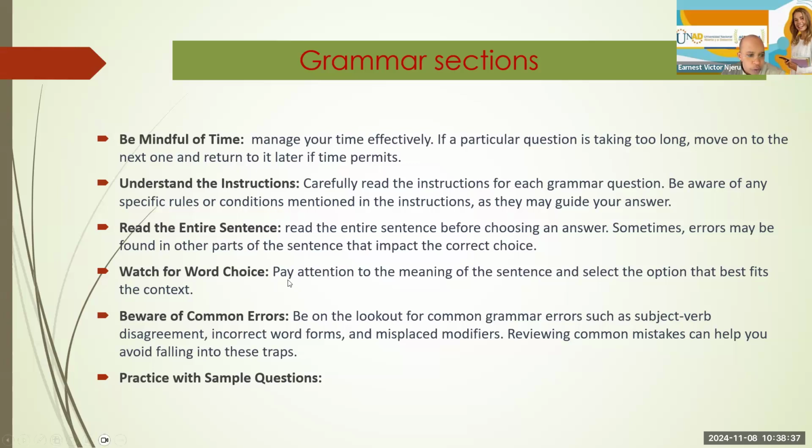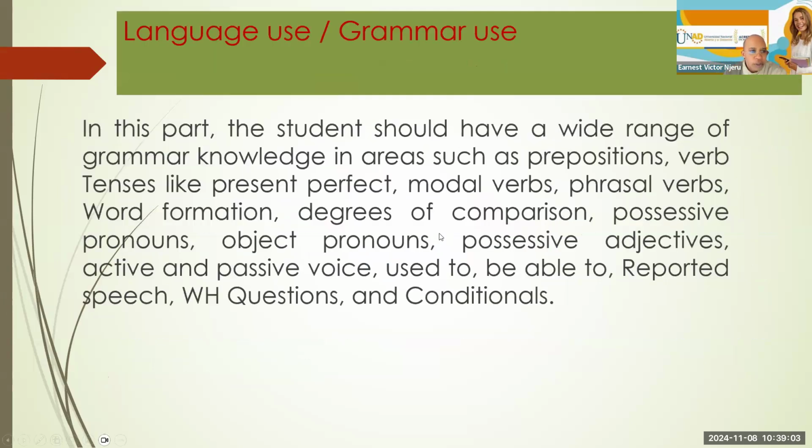So that's it. Watch for the choices. That means pay attention to the meaning of the sentences and select the option that best fits the context. Be aware of common errors sometimes. In the example that we are going to do of the Itep and Aptis, we are going to see how we can identify this kind of errors based on subject-verb agreement, incorrect ones, misplaced modifiers, repeating common mistakes, and so on. Practice with sample questions. And that's it, what we have mentioned about this one.